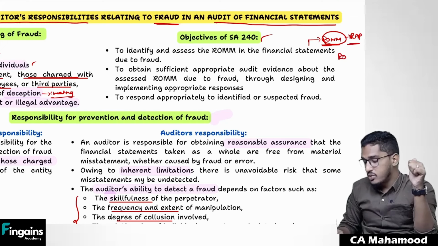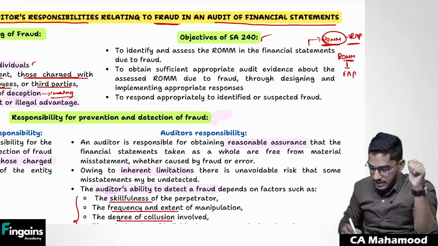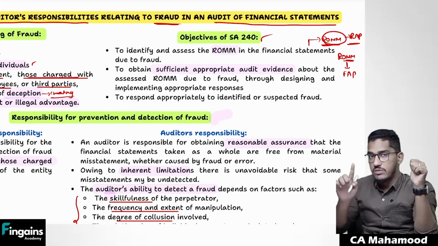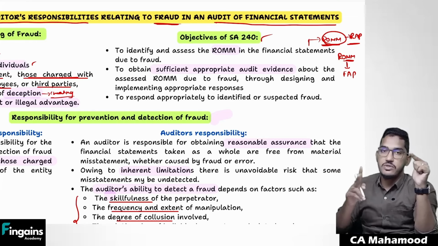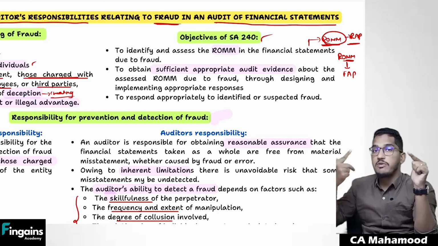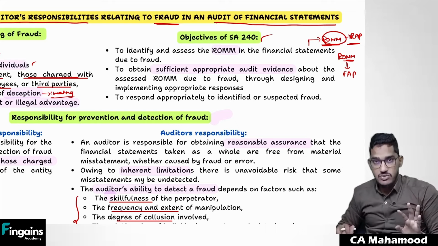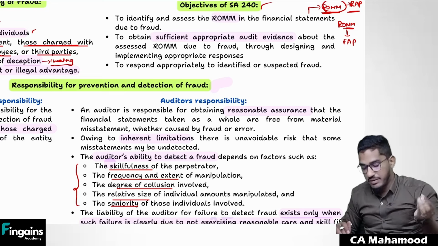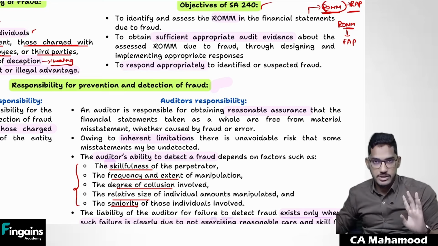First, perform risk assessment procedures and find out whether there is a risk of material misstatement relating to fraud. Number two, if you found there is a possibility of risk of material misstatement due to fraud, then you need to perform further audit procedures to obtain sufficient and appropriate audit evidence whether fraud has actually taken place or not. If by performing the further audit procedures you have actually found the fraud, identified the fraud, or suspected the fraud, then you have to respond appropriately. Then you have to fulfill your reporting responsibilities.